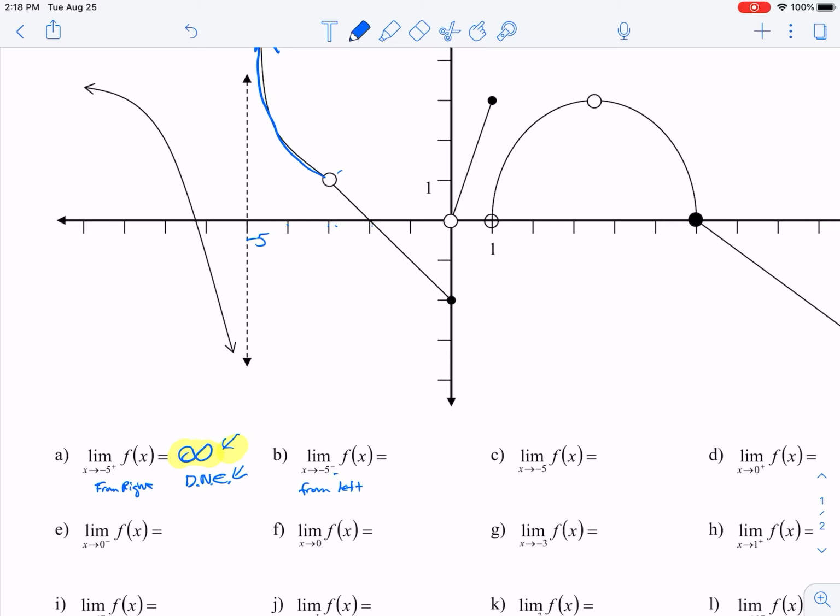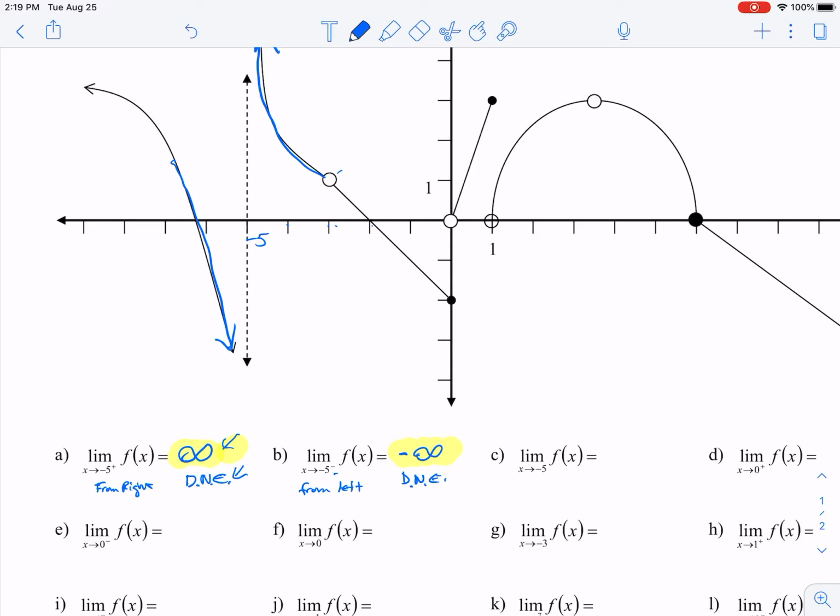Same here, when I come in from the left, I'm coming in this way, it's going to negative infinity. You could say DNE. It's not wrong. I won't mark it wrong because it's a true statement. But this is the preferred answer because it describes the graph.